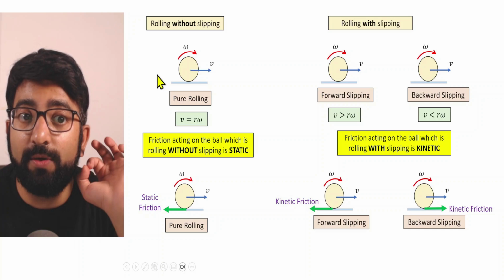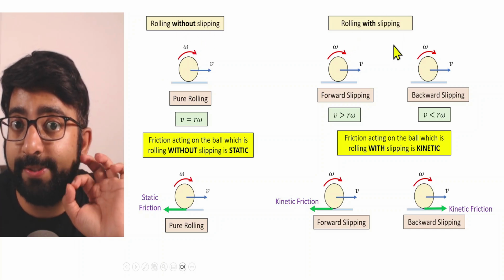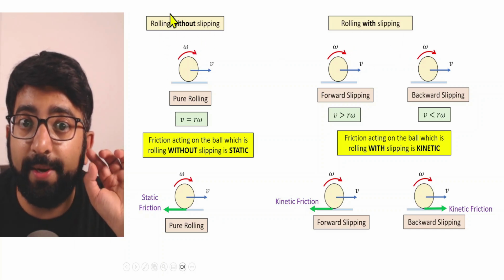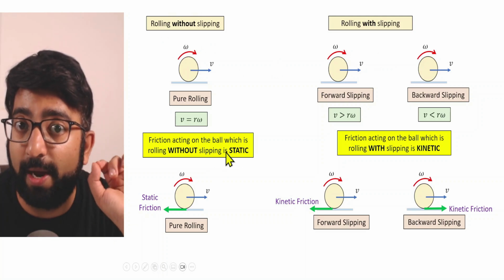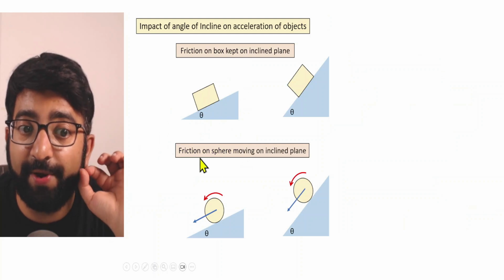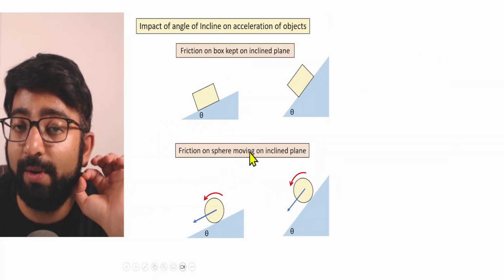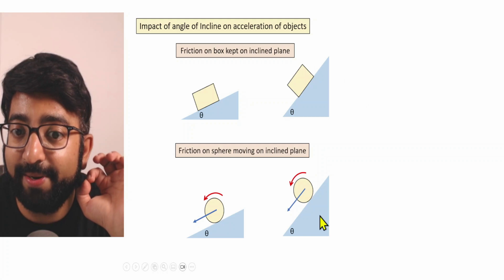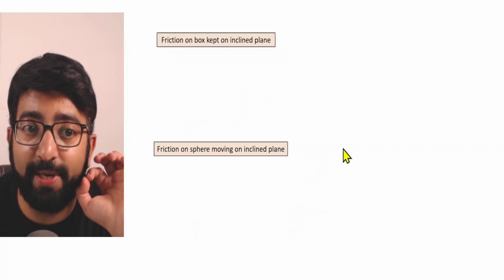First, we need to check is the rolling happening without slipping or with slipping. If the rolling is being done without slipping, friction is static. Otherwise, it will be kinetic. And this finishes the analysis of friction on a sphere which is rolling on a rough inclined plane. And now let us summarize both the situations side by side.